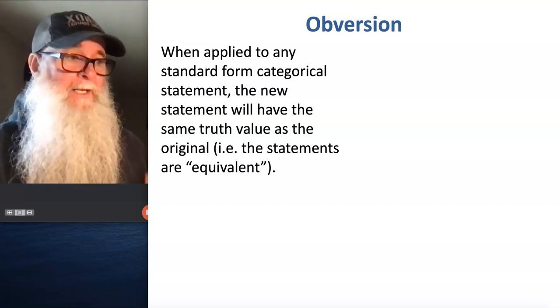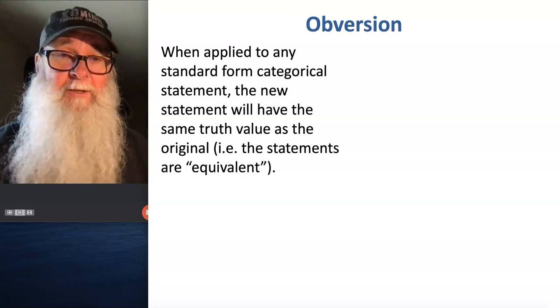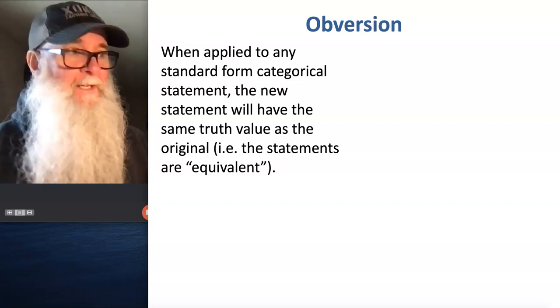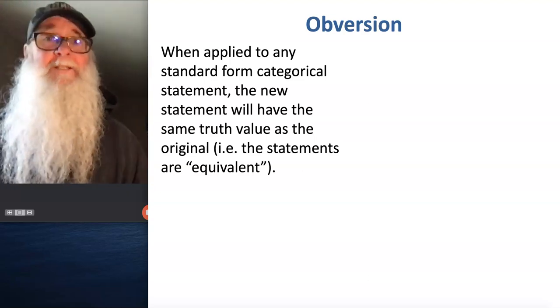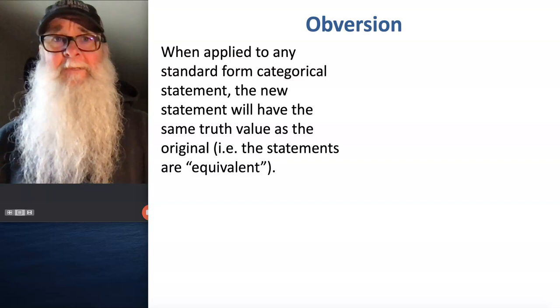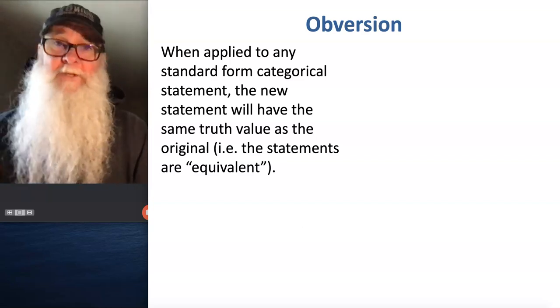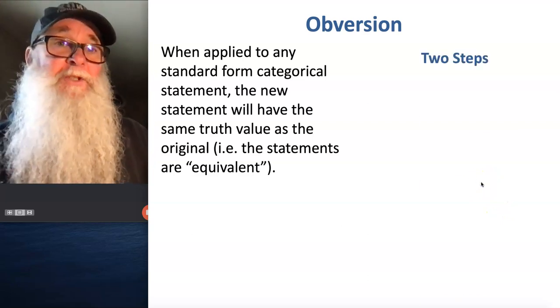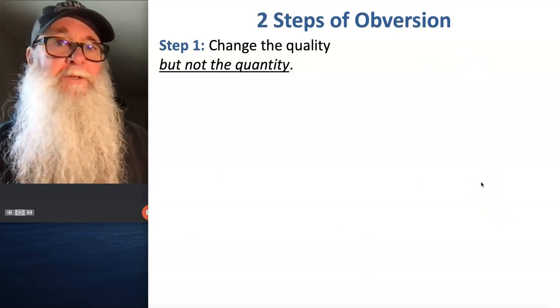Obversion, on the other hand, can be applied to any standard form categorical statement, and the new statement that you create through obversion will have the exact same truth value as the original statement. So you can apply obversion to A statements, E statements, I statements, and O statements, and get new statements that have the same truth value. Now, obversion has two steps, so let's look at what those two steps are.